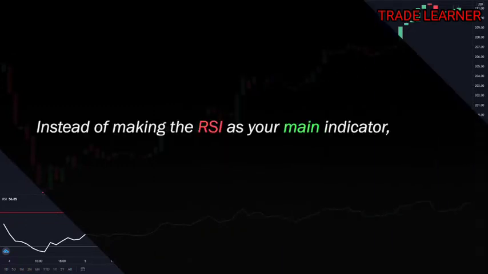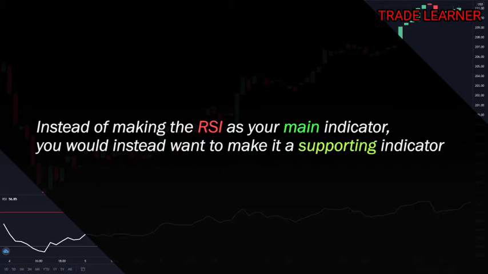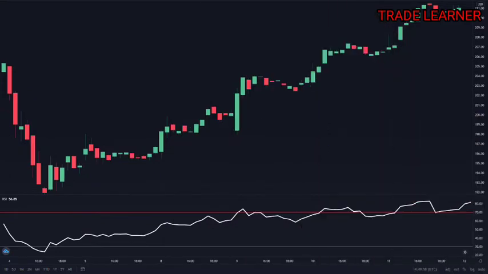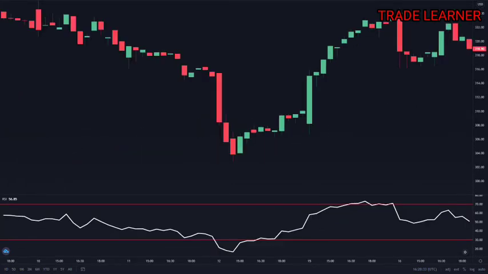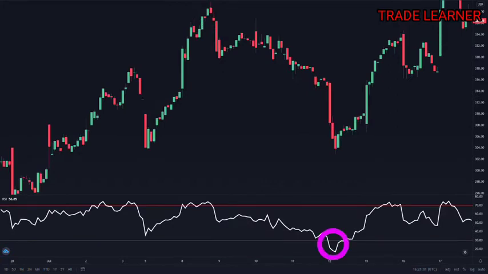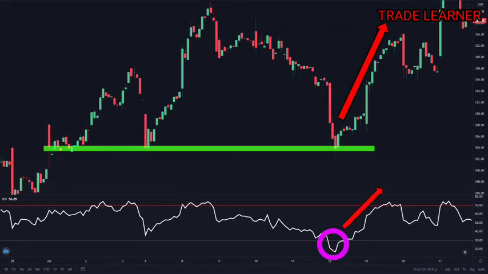So, instead of making the RSI your main indicator, you would want to make it a supporting indicator. You want the RSI to further confirm your analysis. And my favorite type of analysis when combining with the RSI indicator is just simple support, resistance and trend lines. For example, an RSI that signals oversold levels alone can lead to false signals. But if the RSI is at the oversold levels while being at a major support line, it's a much more accurate signal. So let's jump into a chart.